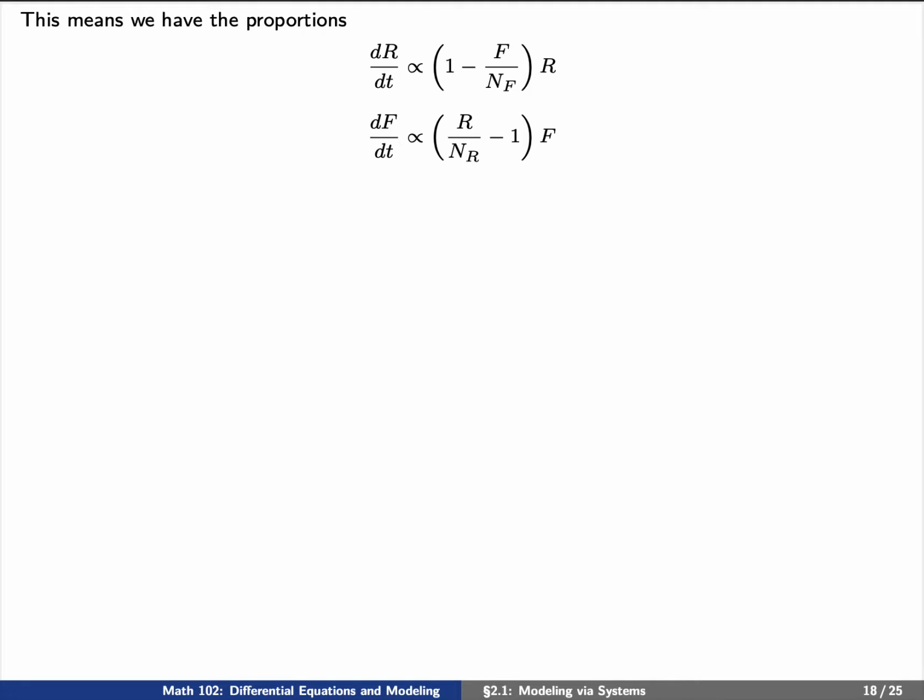Similarly, let's take a look at the factor r over n_r minus 1. If the number of rabbits r is large enough, then it'll be easier for the foxes to hunt them, and then we expect that the size of the population of the foxes will increase.